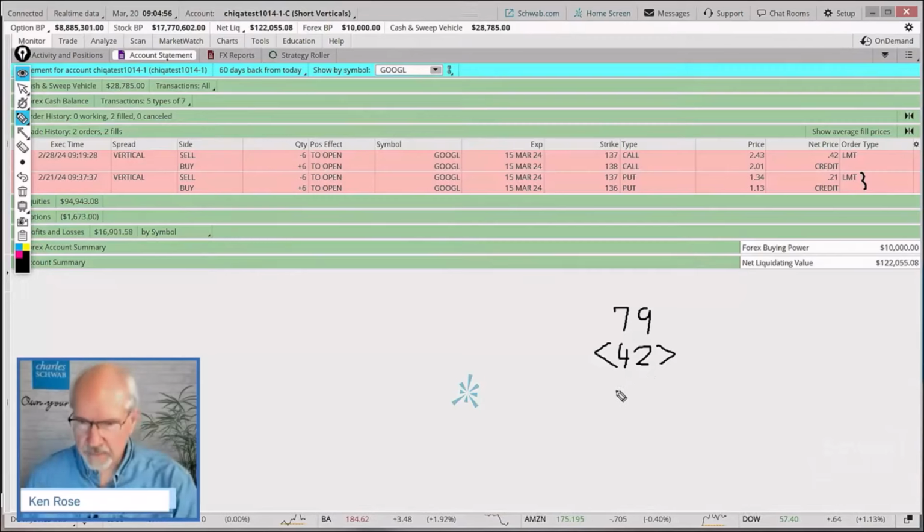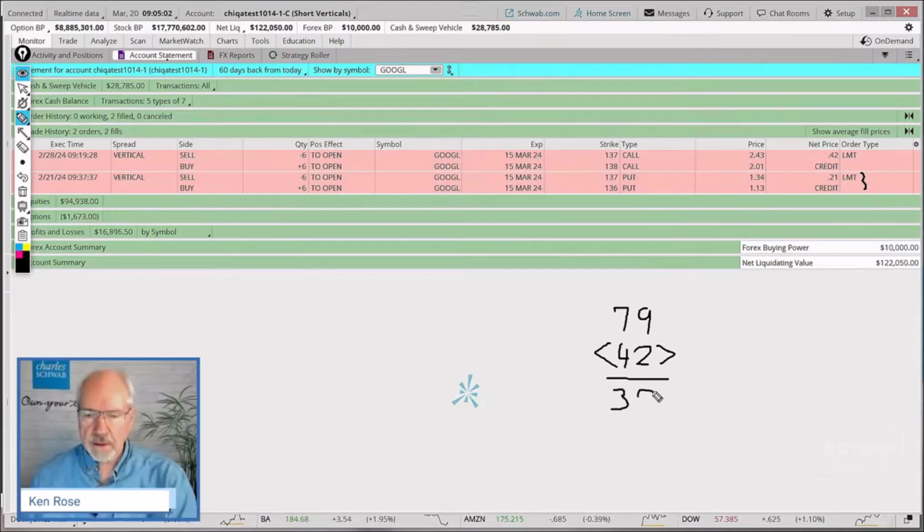So we can take that additional 42 and subtract it from our 79. I'm just doing the math in my head, so forgive me if this is wrong, but I think we're sitting at about 37. So our risk dropped, approximately, from about 79 down to 37. However, the risk-reward outlook also changed to a great extent.